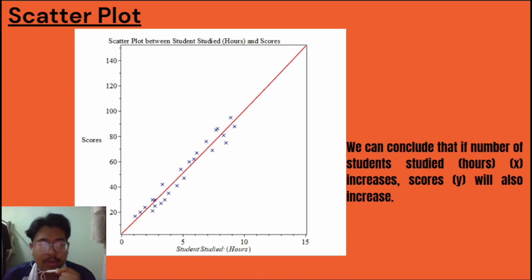So after we have done the error vector, we want to see the regression plot. So we do the scatter plot for our variable x, which is student study in hours, and our variable y, which is our scores. As we can see on the scatter plot, we can conclude that if the number of hours students study increases, the scores, which is our y variable, will also increase.